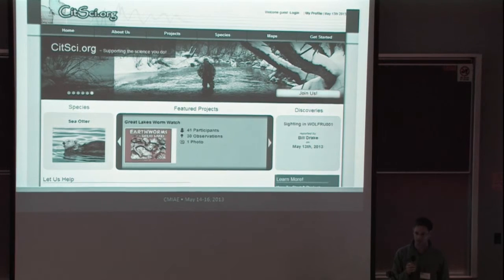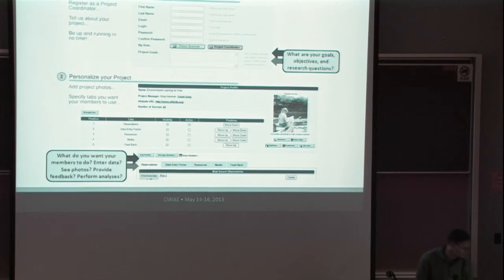And every day I log in and there's a new observation. I'm sure there's one today. So anyway, what is all this thing? What is sitsci.org? It's a place where people can create projects. They can log in and request to become a project coordinator, and then we work with the coordinators only. The coordinators then work with their project members. So it's like a train-the-trainer model.